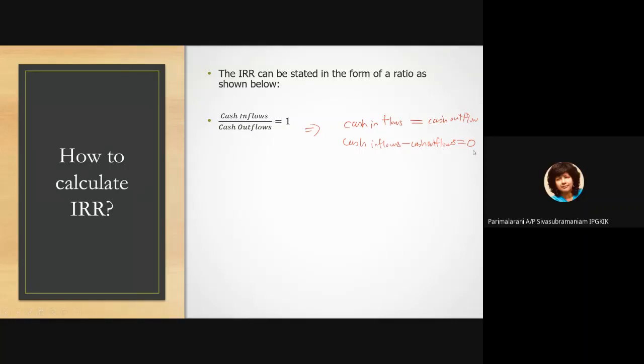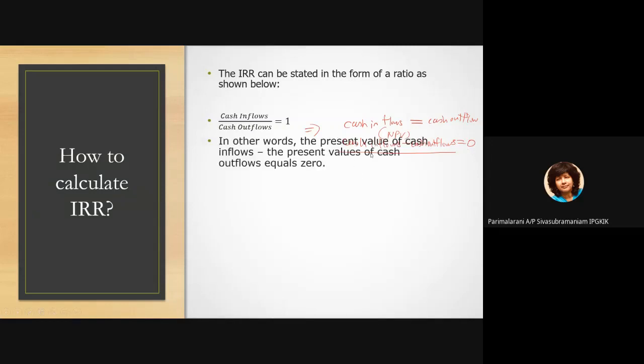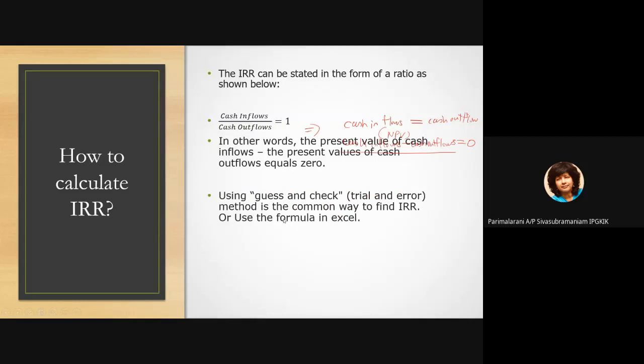That the NPV, this is NPV, okay? Cash inflows minus cash outflows is NPV, the net present value, okay? That means the NPV is 0. Find the discount rate when NPV is 0, okay? In other words, the present value of cash inflows minus the present value of cash outflows equals 0, okay?